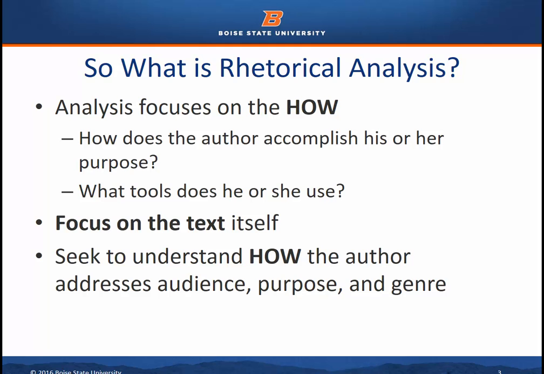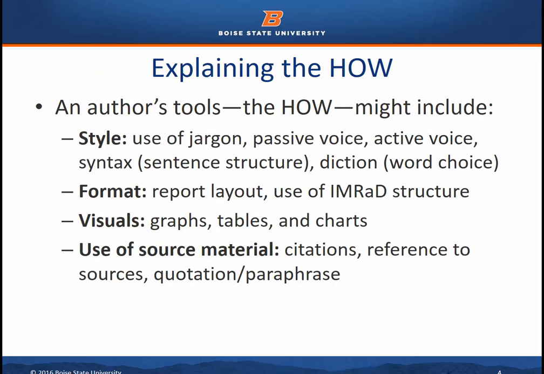So the focus here is on the text itself. It's not on the document's topic or on other features. Instead, you're looking at how this particular example functions. You want to strive to understand how the author addresses audience or targets an audience and accomplishes a purpose and uses a genre to do those things. So this is where genre theory comes back in a little bit more. You can do a lot of different things to explain the how. So in explaining the how, you want to look at those tools. So what are the tools that your particular author uses to accomplish a purpose?